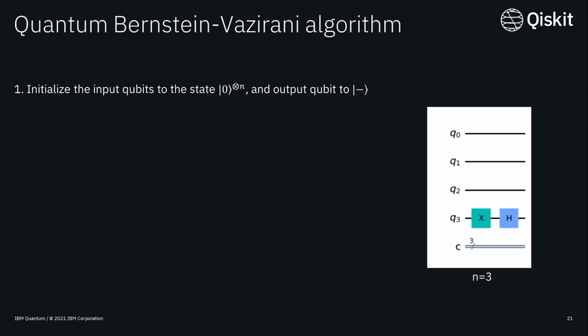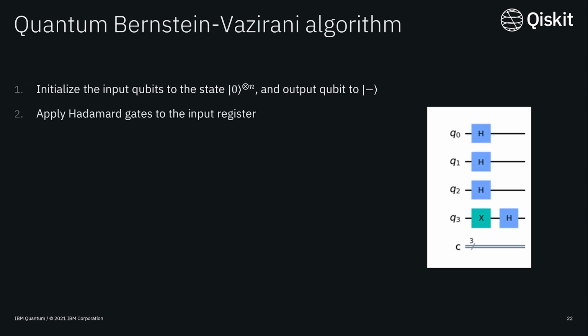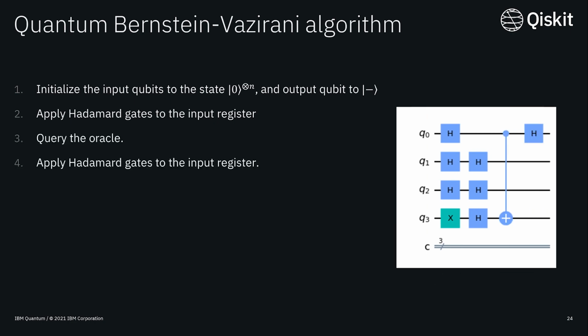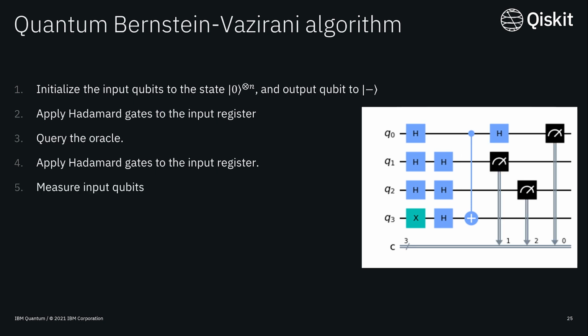There are steps to follow for running quantum Bernstein-Vazirani algorithms. First, you need to make n number of qubits with 0 state and 1 output qubit with minus state. Then add Hadamard gate in input register. Then carry the oracle like 001. Again, add the Hadamard gate on the input register qubits. Finally, add the measurement on the input qubits.